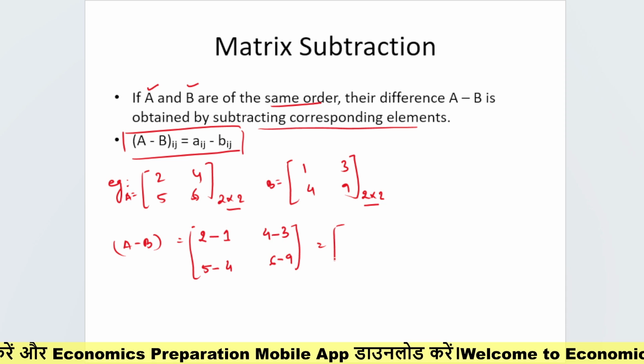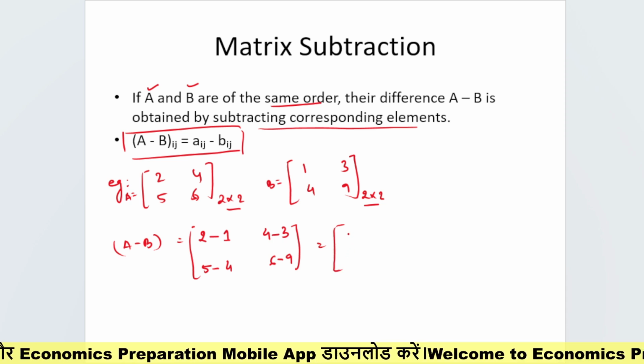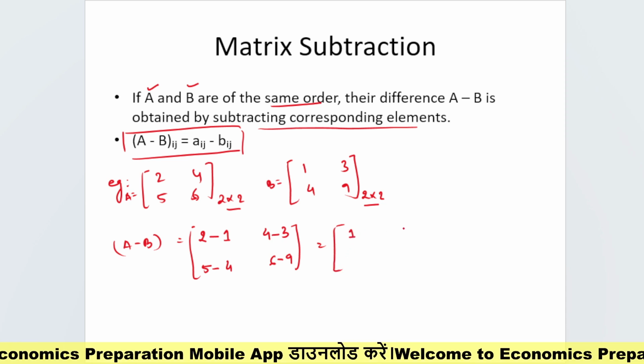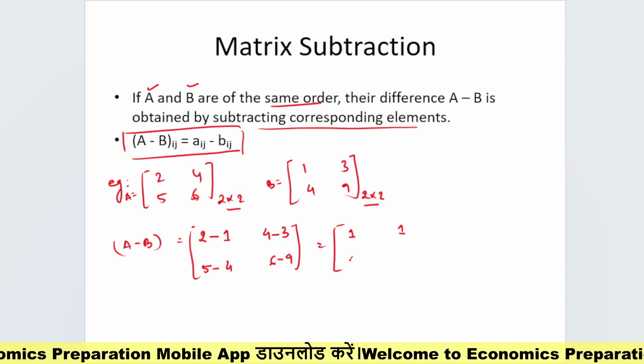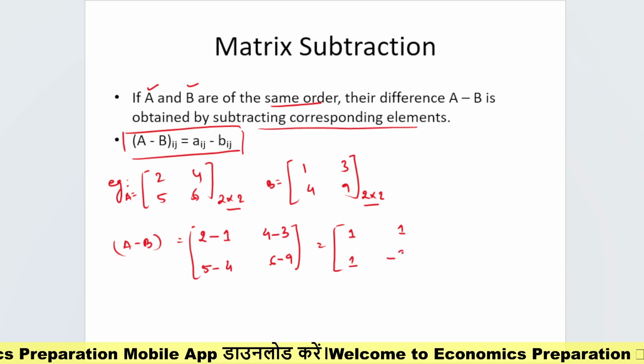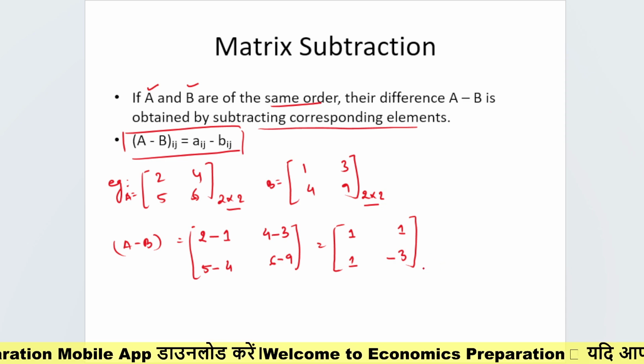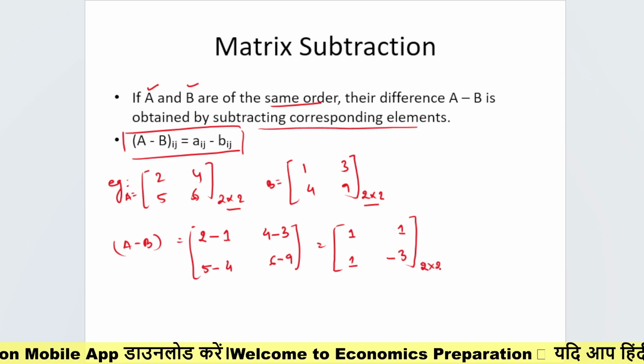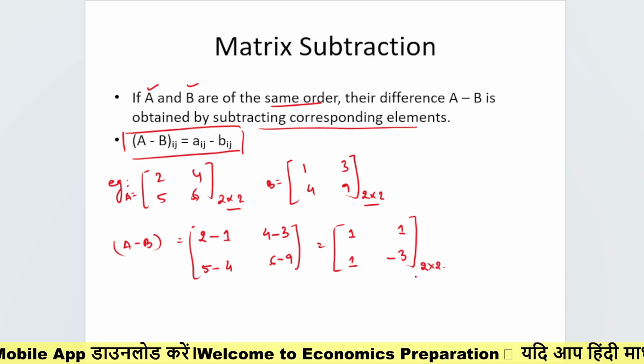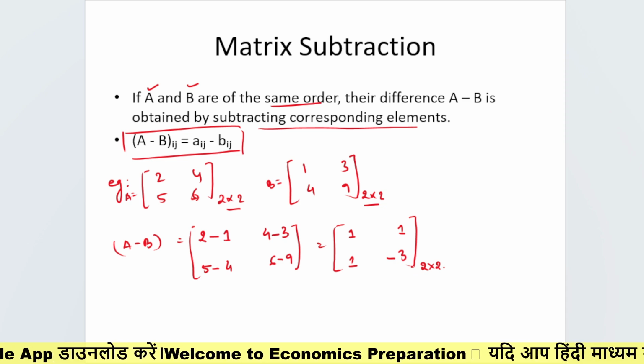Okay, so what will be the result? 1, 1, 1, minus 3. Okay, this will be our resultant matrix of the same order, and this is known as matrix subtraction.